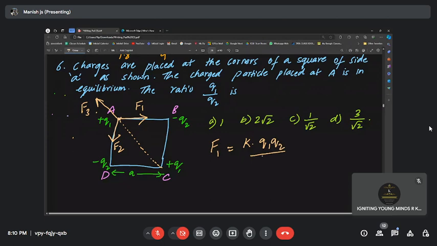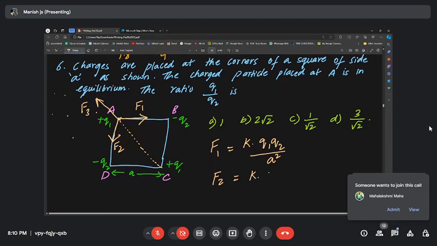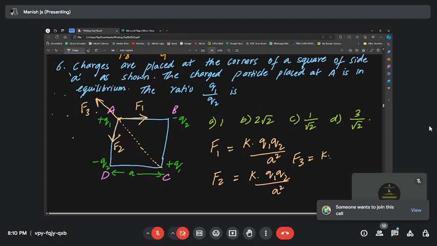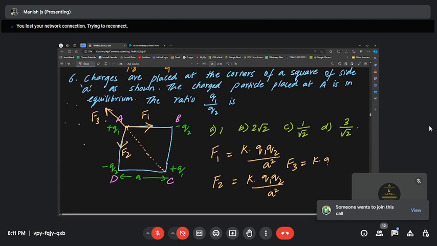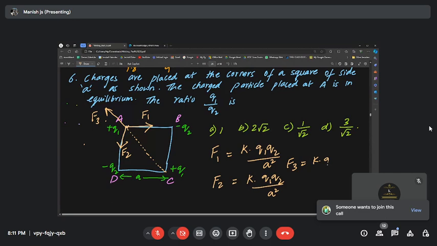Similarly, what is F2? F2 is going to be K Q1 Q2 by A square. That's correct. So then what would be F3, children? F3 would be, this time, root 2 K Q1 Q2 by A square. For F3 it's K Q1 square, right? Because it's Q1 into Q1. Is that clear?